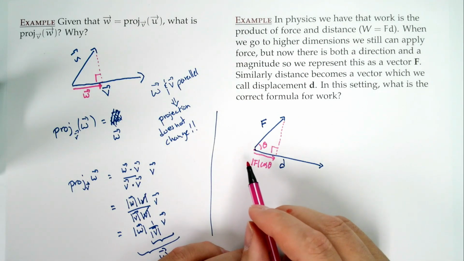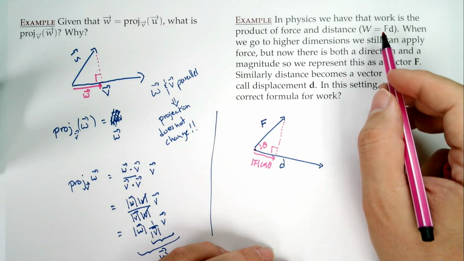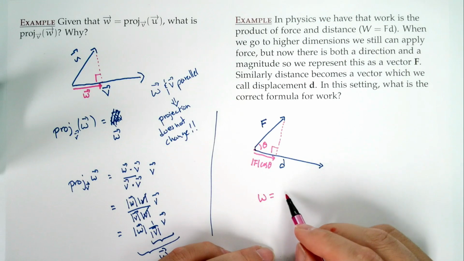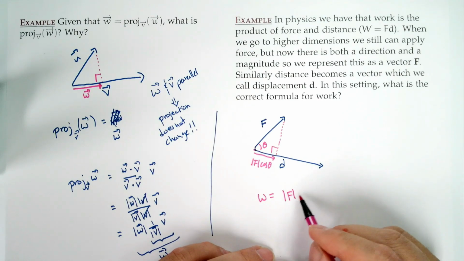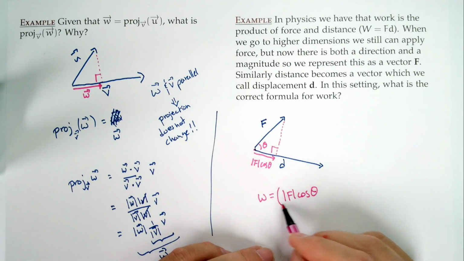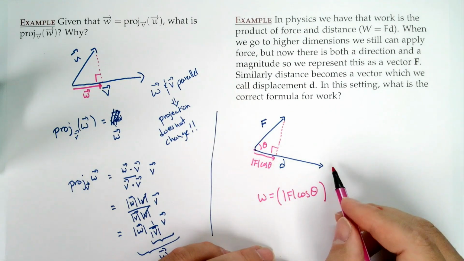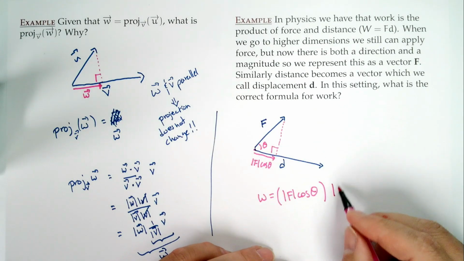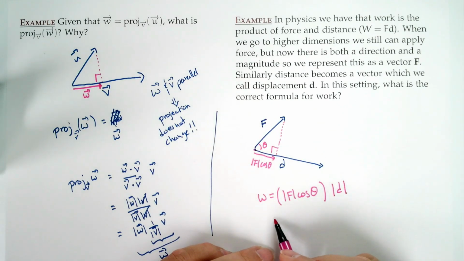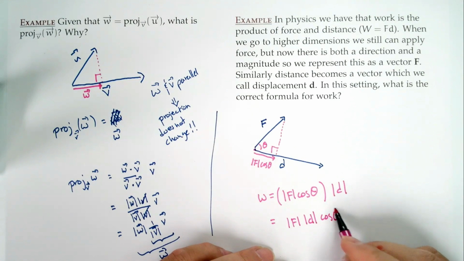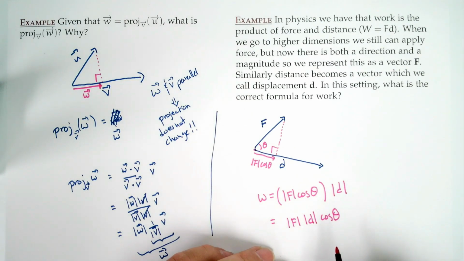So if we think of this as one-dimensional, back to where we were, using the old formula, work is the amount of force that actually is useful, magnitude of F cosine theta, times the amount of distance you move. That's the total displacement, the total length, the magnitude of d. If you stare at this, it's the magnitude of F times the magnitude of d times cosine theta. Wow, that looks kind of familiar.